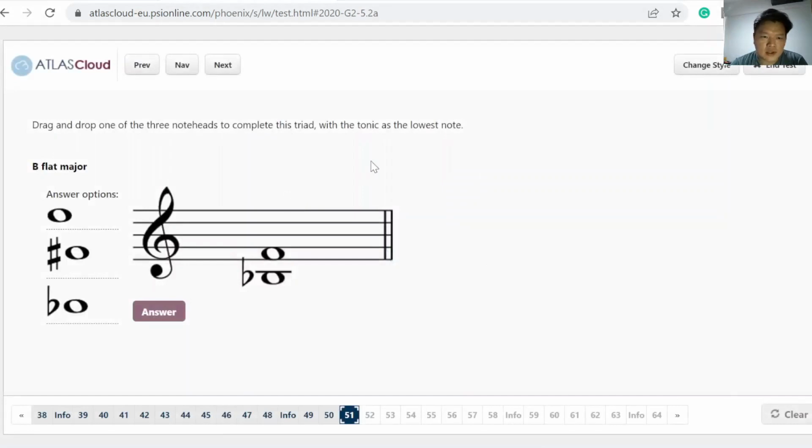Okay, next, B flat major. The first note must be a B flat, the second one is a D note, correct, and then the F note. B flat, D, F notes here. Why not sharp? Because B flat major does not have D sharp. Why not flat? Because B flat major does not have D flat, you only have a B flat, so the D is correct. Let me put it properly.